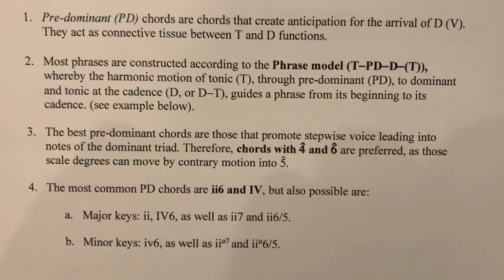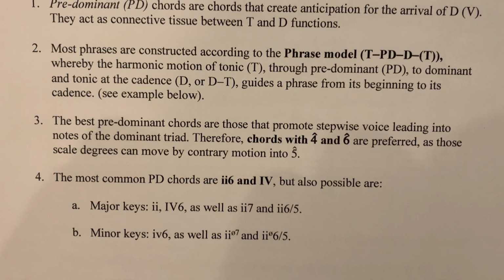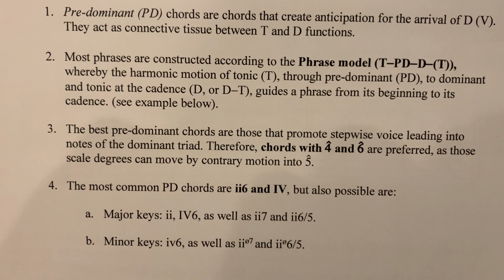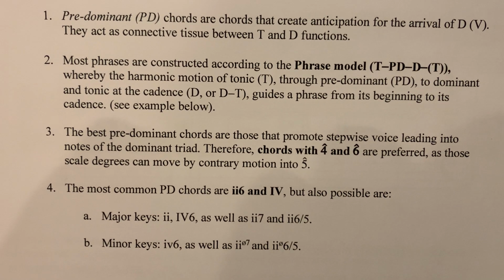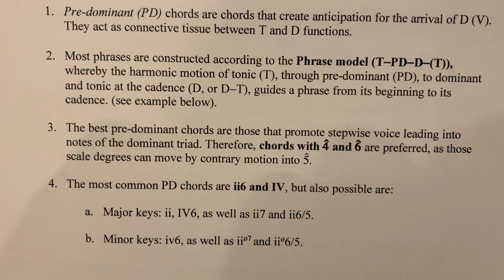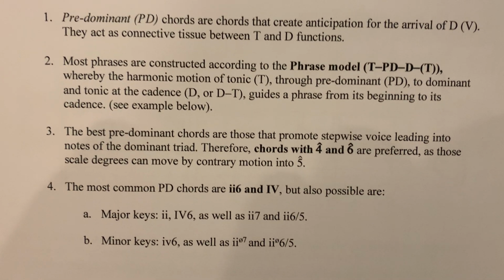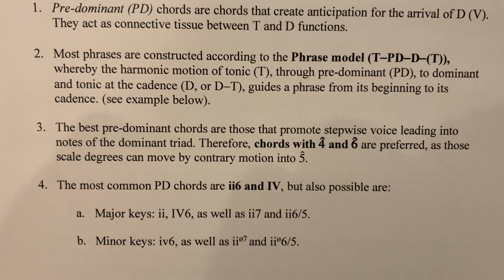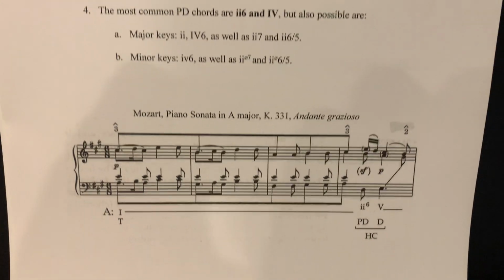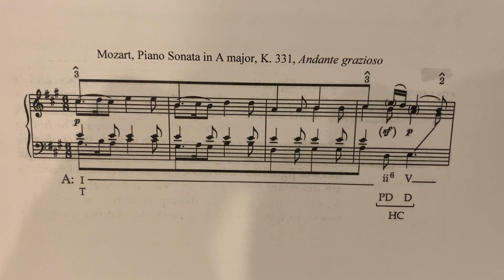So number 2 here, phrases are usually constructed according to what's called the phrase model, whereby the harmonic motion is tonic through predominant to dominant and tonic at the cadence. So at the cadence, you're either going to get dominant for a half cadence, or you're going to get dominant to tonic, which is an authentic cadence. And this is going to guide a phrase from its beginning to its cadence. Let's take a look here at this example for an instance of a phrase model.